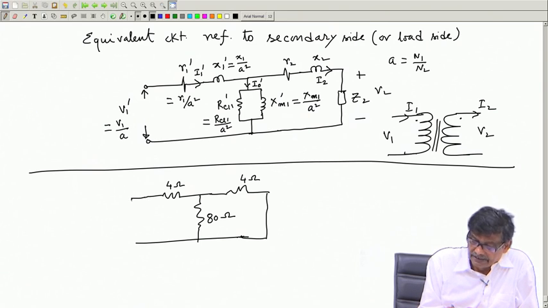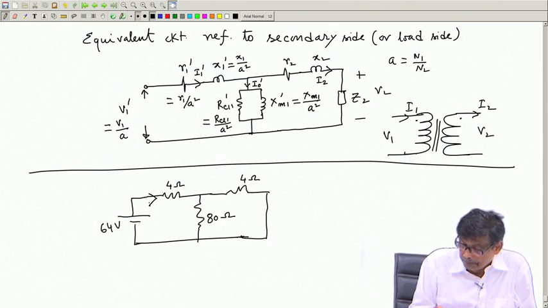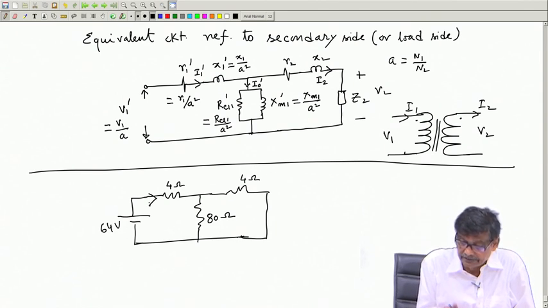Suppose I connect some 64 volt to this circuit. I am interested to know this current. Okay, this is a very simple circuit, 80 into 4 by 84 plus 4, 64 you divide with that resistance, get this current.